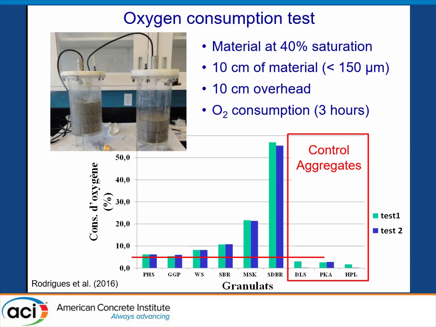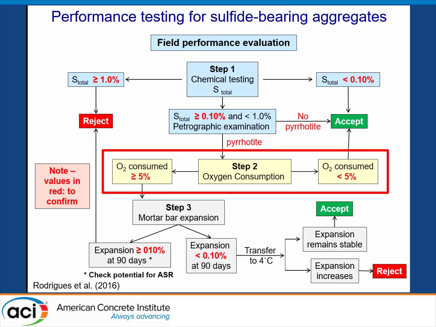For the moment, we put the limit at 5%, but this limit was fixed with only 8 different types of aggregate. We need to test more types of aggregate. Then, if the oxygen consumption is higher than 5%, we have to continue to step 3. If it's lower than 5%, we can accept the aggregate.